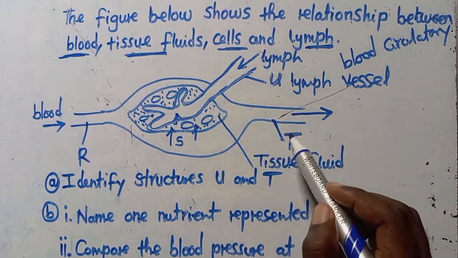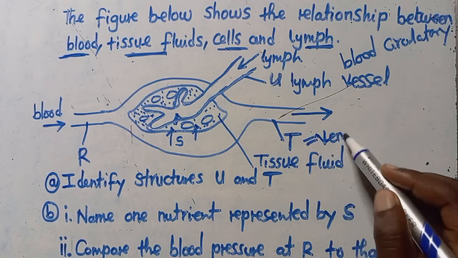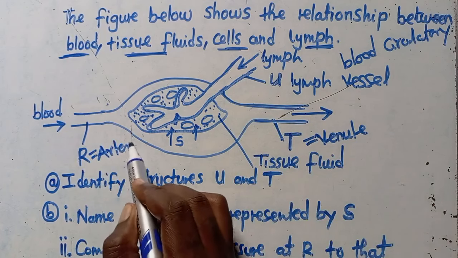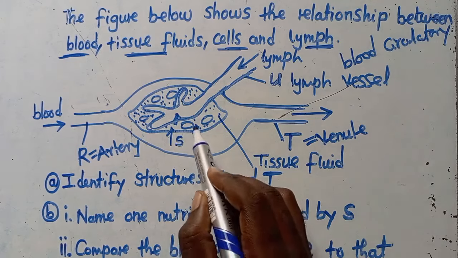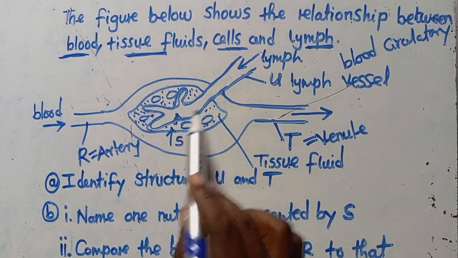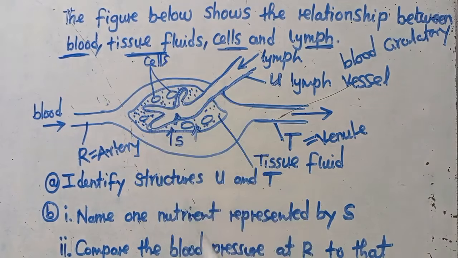Then this structure labeled T, you need to understand that these ones act as some veins. There is a term we use, we say venule. So this is a term you need to understand, but you need to know that it is a vein. This one is an artery. I just wanted you to have some ideas. If we are told to label R there, we need to know those are arteries and these are veins. As you can see, S here is representing some nutrients that are moving. This is the blood, from the blood entering into this thing called the lymph vessel. These ones that are here are cells. I won't talk so much about cells. We know what cells are.